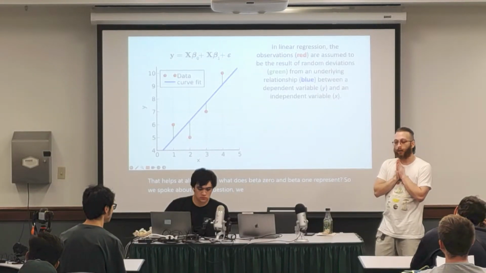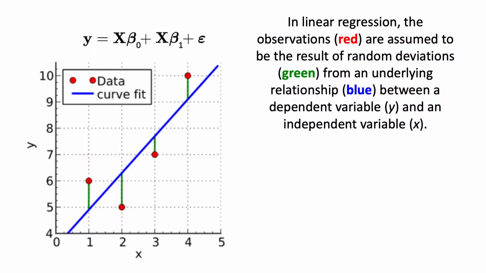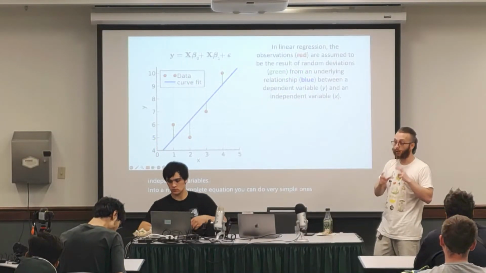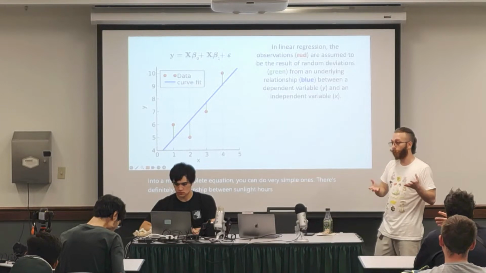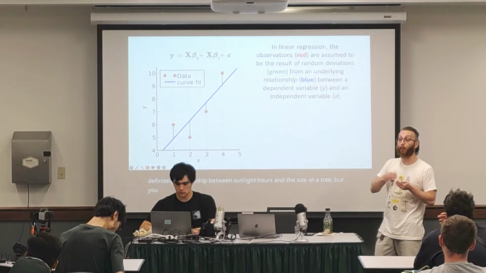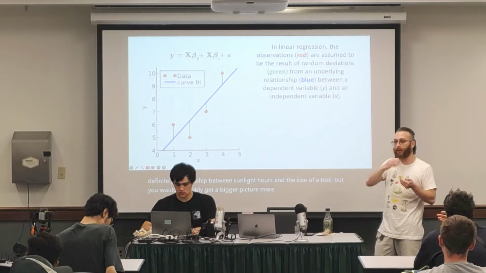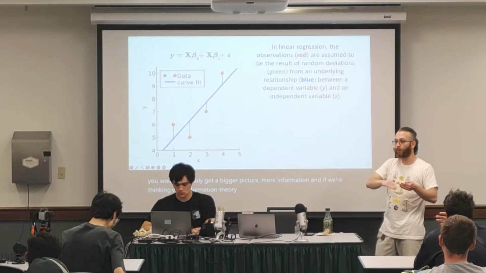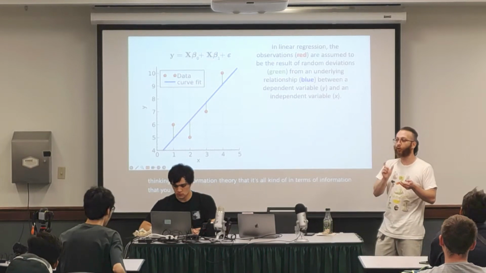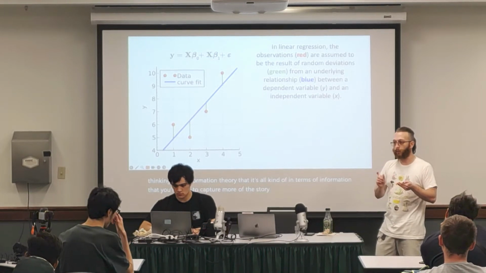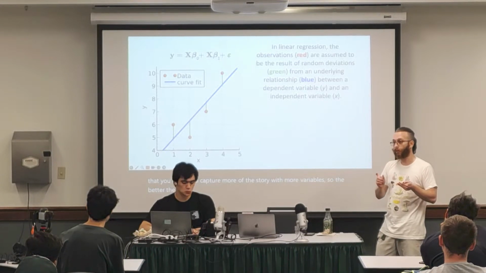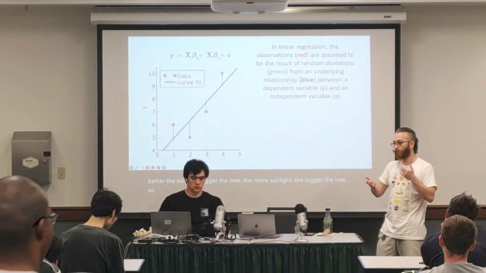We spoke about several variables that could influence the growth of an almond tree, right? And that's what you would see there. You're able to plug those independent variables into a more complete equation. You can do very simple ones. There's definitely a relationship between sunlight hours and the size of a tree, but you would get a bigger picture, more information. If we're thinking with information theory, it's all in terms of information: you're able to capture more of the story with more variables. So the better the soil, the bigger the tree, the more sunlight, the bigger the tree, and so forth. Does that help? Yes.